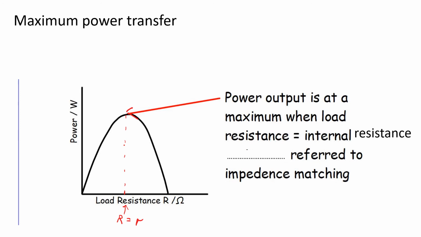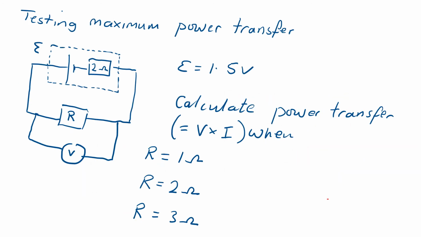So we're going to test this idea. This idea is called impedance matching. We're going to test this idea with just looking at some values for a circuit ourselves to see if it works. So testing the idea of maximum power transfer.